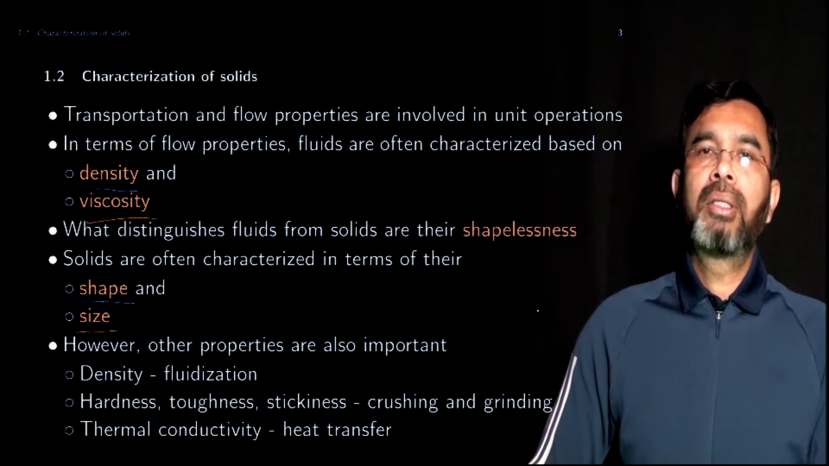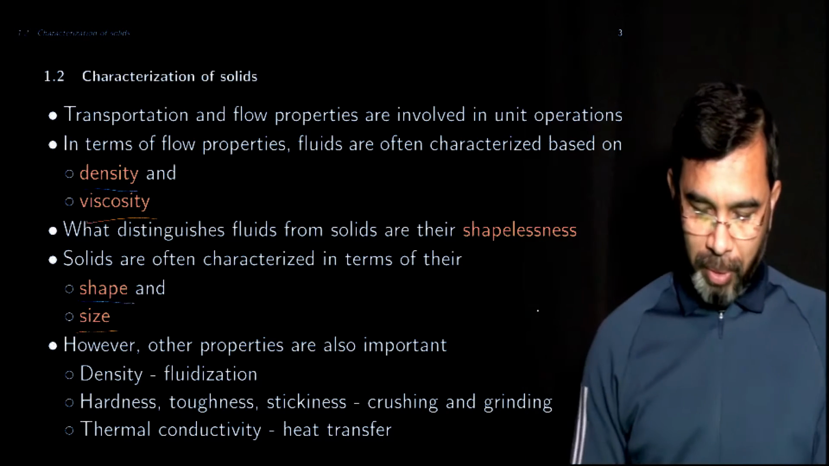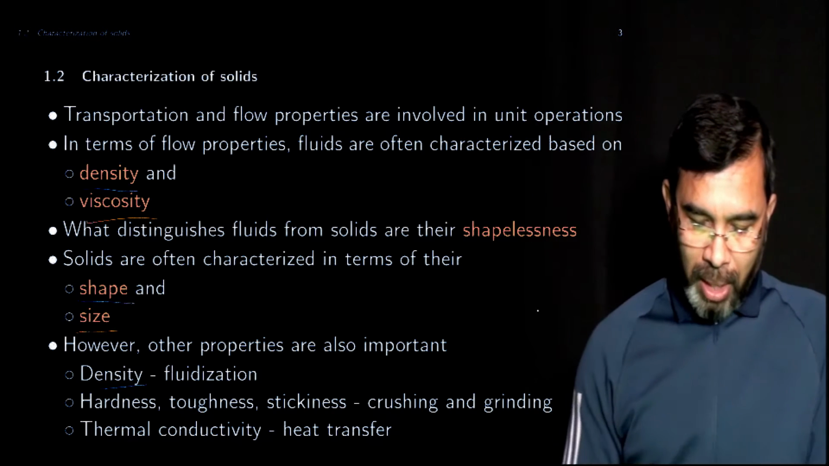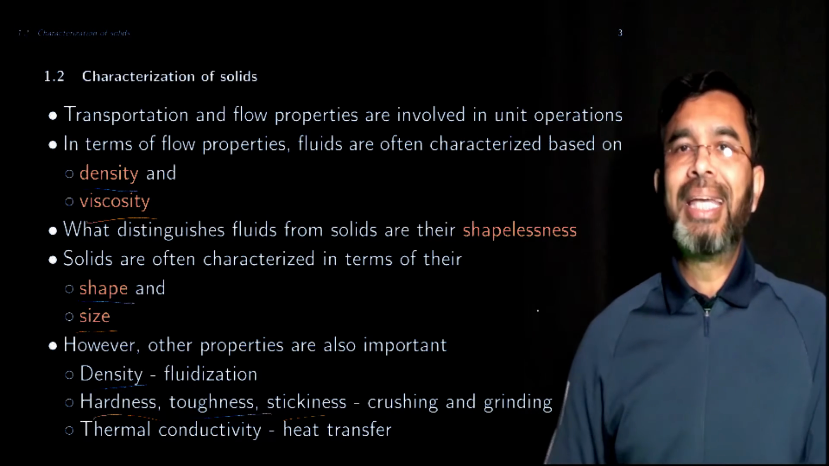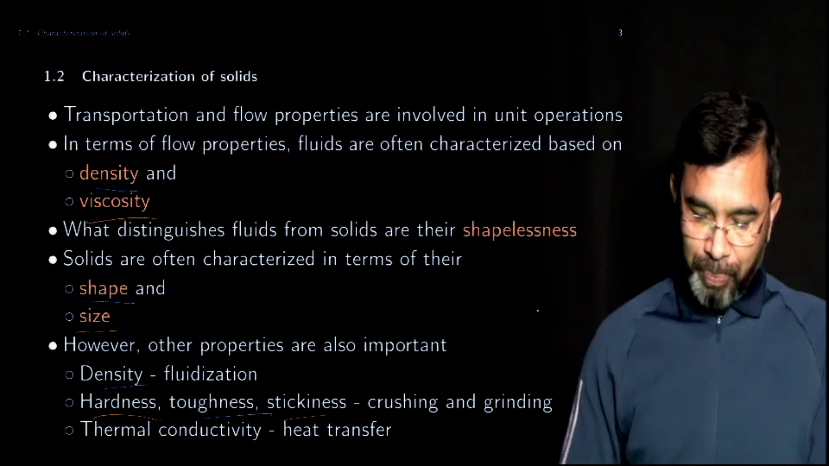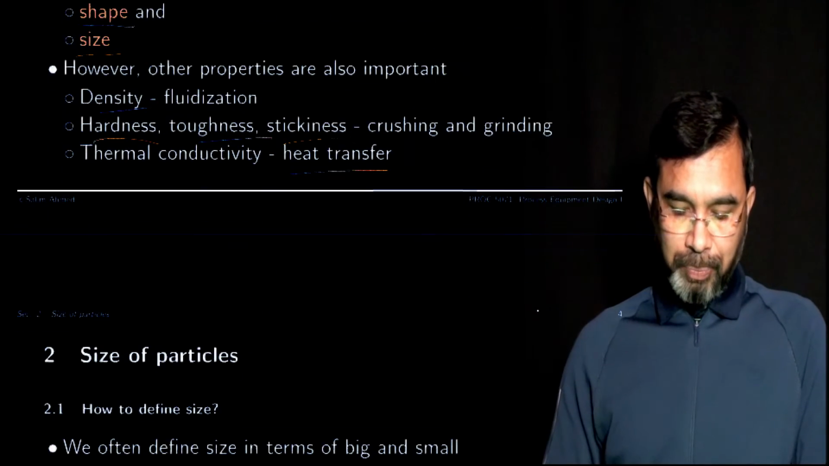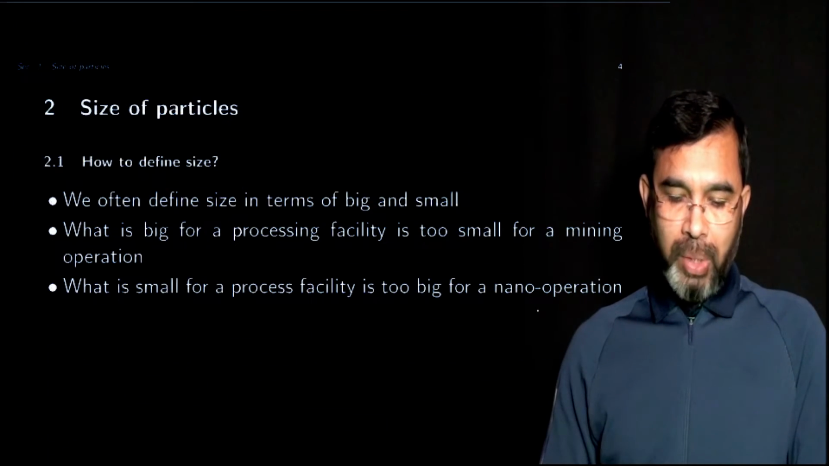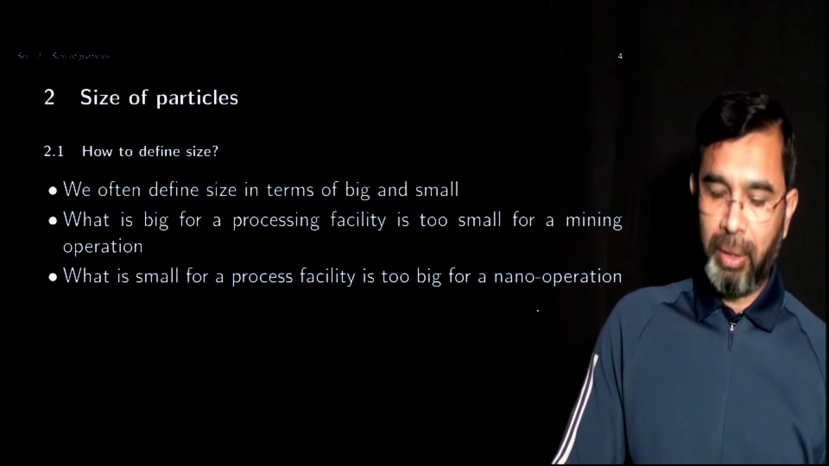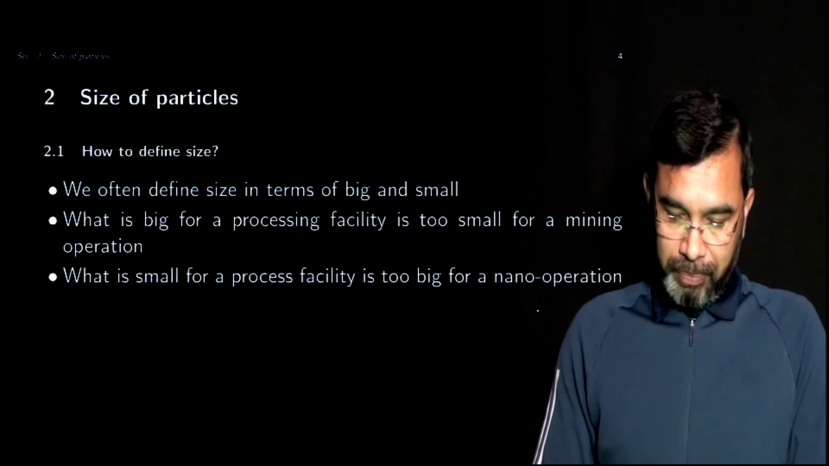Now, these are not the only properties that we are interested in. There are other properties. For example, density is important for the case of fluidization. Hardness, toughness, or stickiness, these are important for particle size reduction. For heat transfer, the thermal conductivity of solids will be important. Now, we said that we need to define the size and shape of particle. Now, when you say size, what do you really mean?